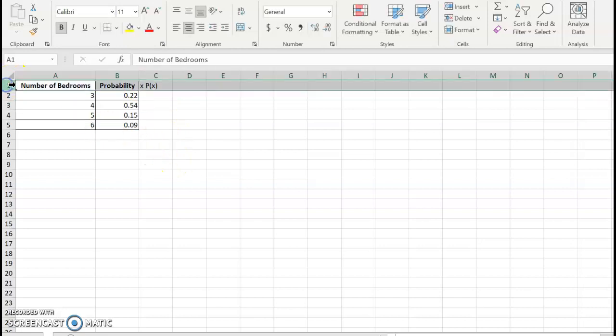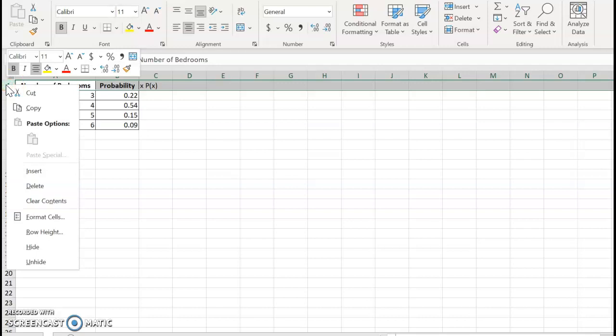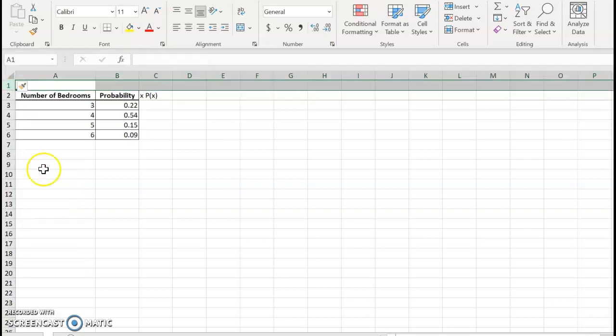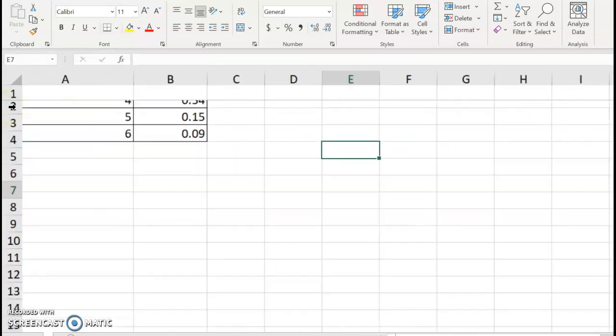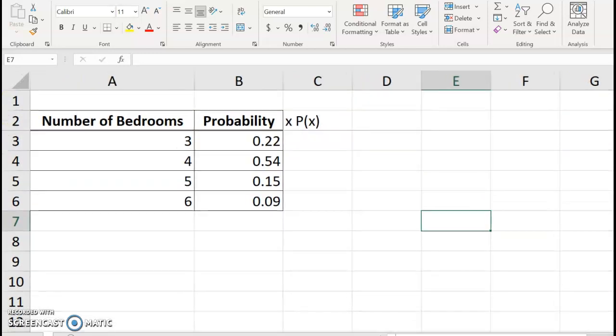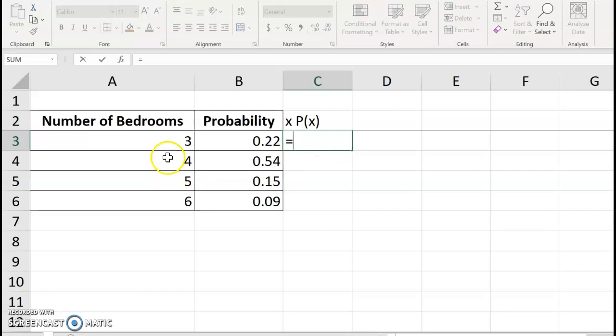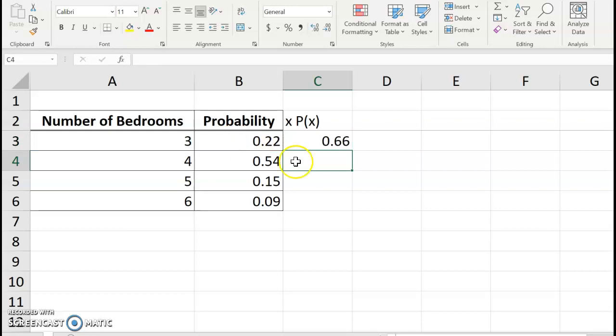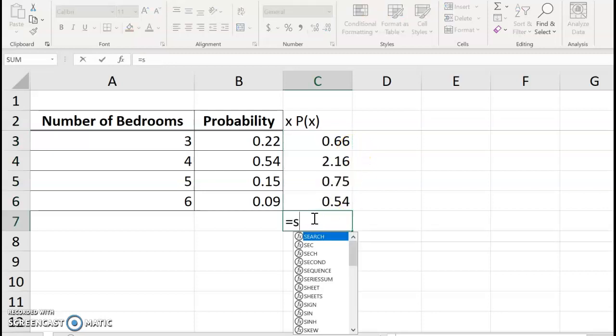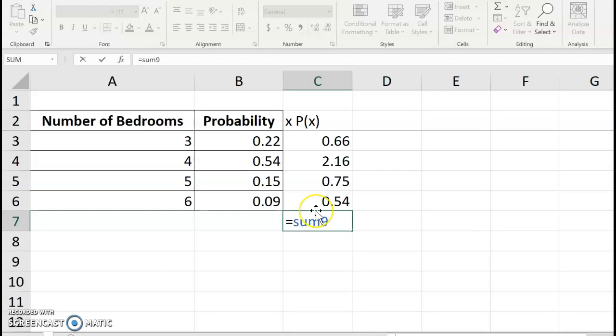I'm going to add a row above so we can see this a little bit better. So we're going to do x times p of x, which is the probability. That's the first step to get the mean. Okay, so I'm just going to copy that down. Okay, and the sum of this is going to be the mean.